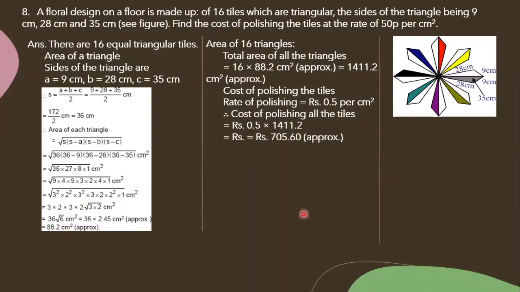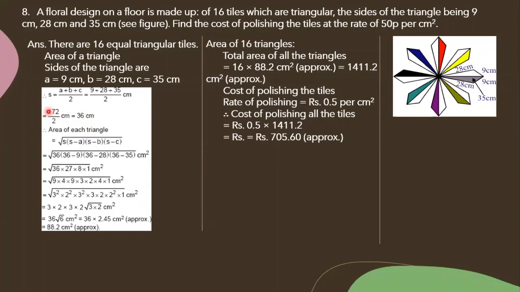Any doubt, children? Ma'am, in semi-perimeter they gave 172 by 2. 172 by 2, it is 36, no? Ma'am, 72 by 2, they gave one more extra. Oh yes, ma'am, it is a printing mistake, dear. It is 72 by 2. I've taken the copy from somewhere. 72 by 2 is 36. 172 is wrong. It is 72 by 2. Am I clear, children? Good, children.